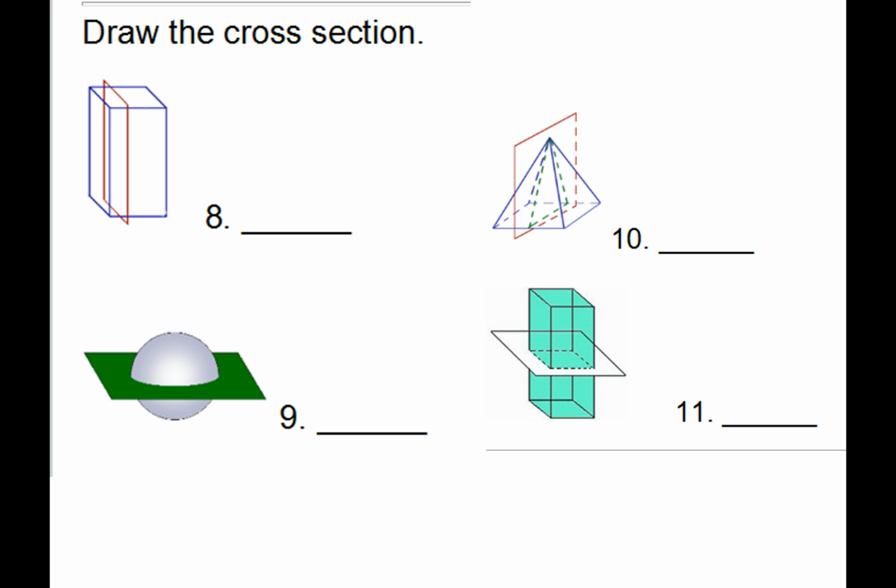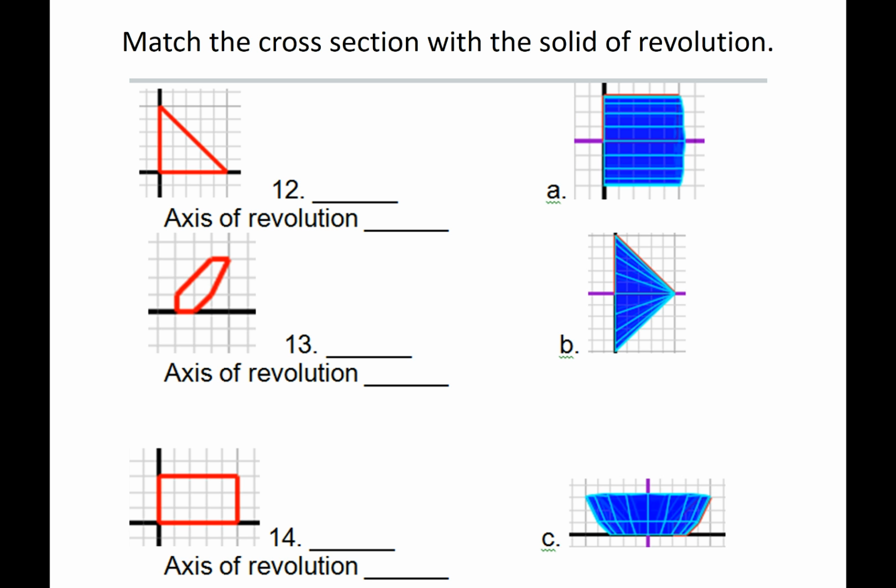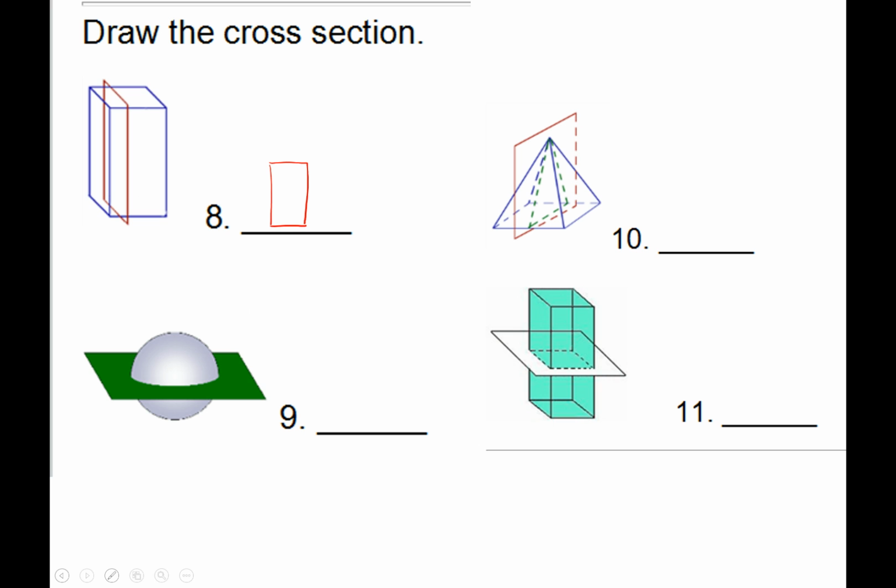Then it says draw the cross section. So if I slice my figure where that red line is on number 8, what shape would I see? I would see a rectangle. And on this one, if I sliced it with the green plane, if that was like a knife, this one would give me a circle. Number 10, again, slicing it with that red cut out there, I would get a triangle. And this one with the white piece slicing it, I would get a square.